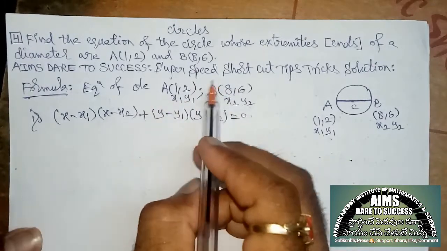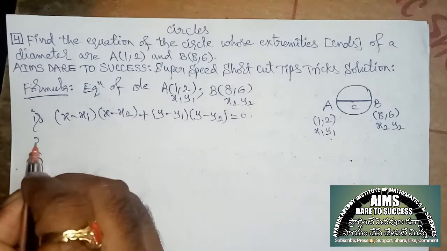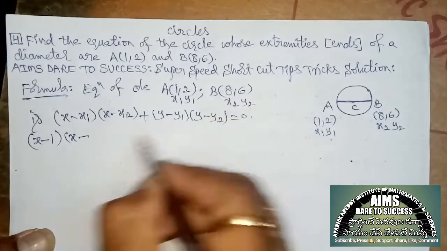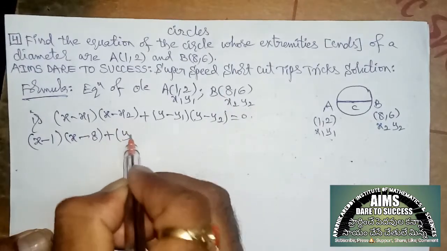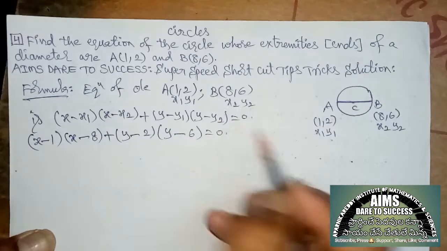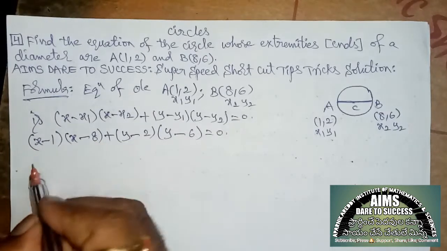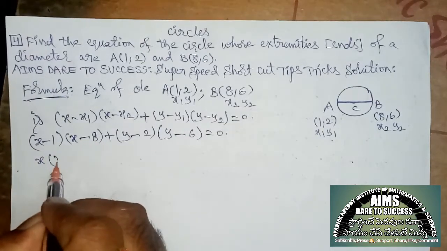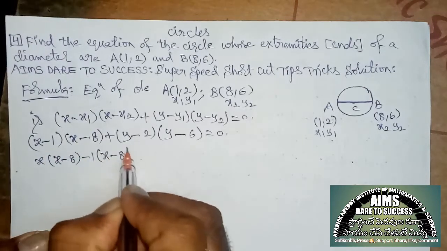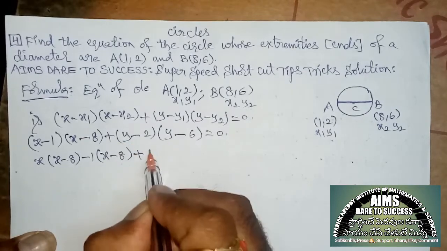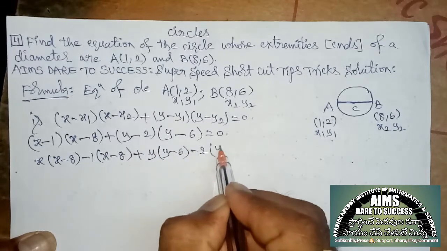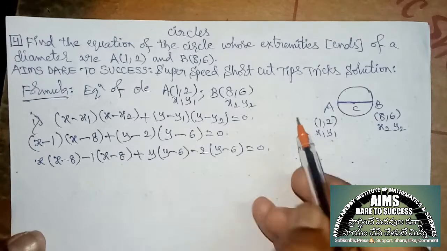Normal simplification, I mean substitution and simplify, you will get (x minus x1 value 1) into (x minus x2 value 8) plus (y minus y1 value 2) into (y minus y2 value 6) is equal to 0. Now multiply these two brackets. You get x multiply inside, x into (x minus 8), minus 1 multiply inside, minus 1 into (x minus 8), plus y multiply inside, y into (y minus 6), after that minus 2 multiply inside, minus 2 into (y minus 6) is equal to 0.